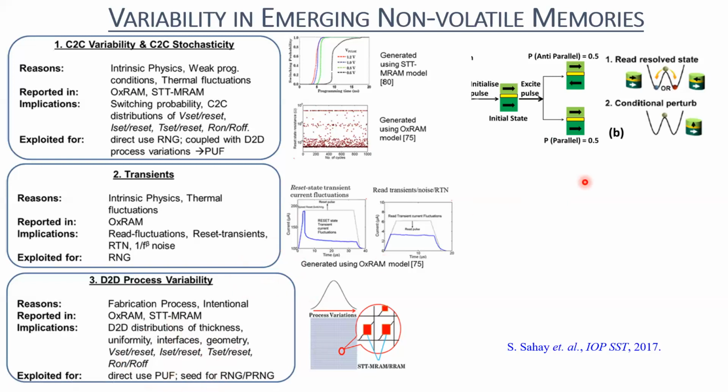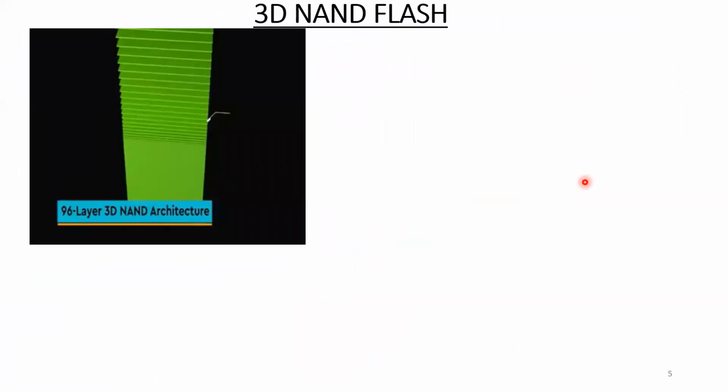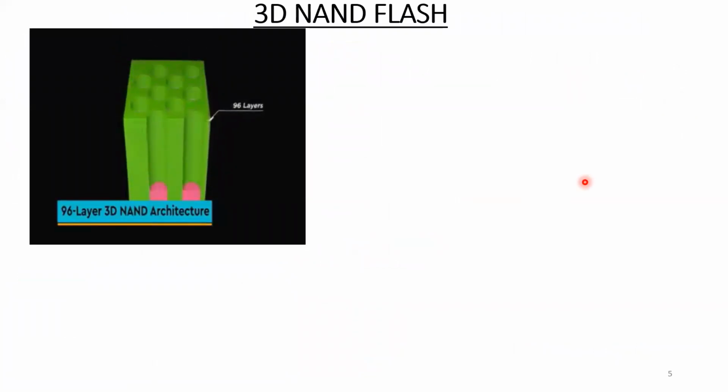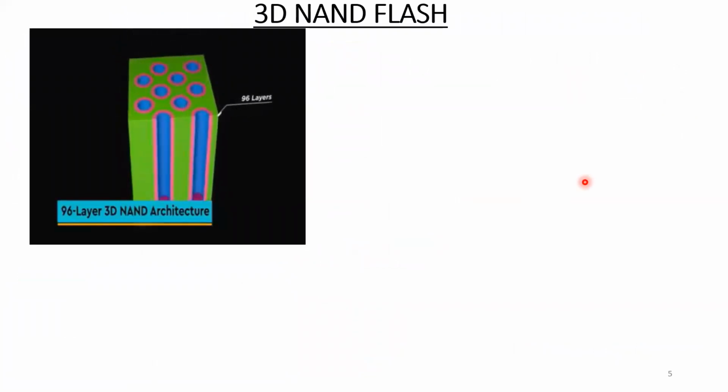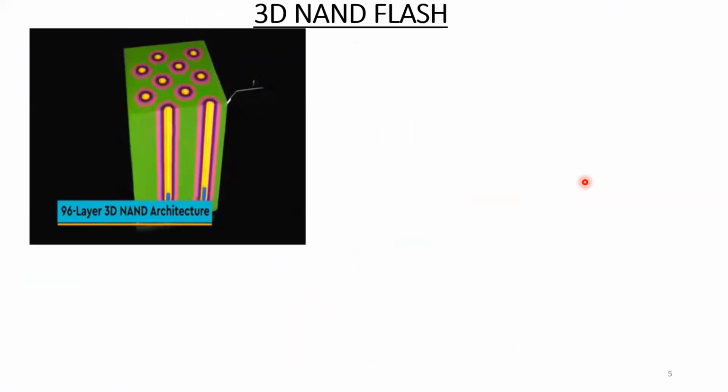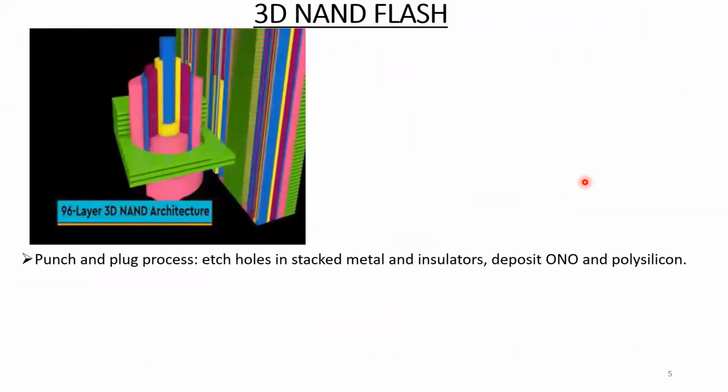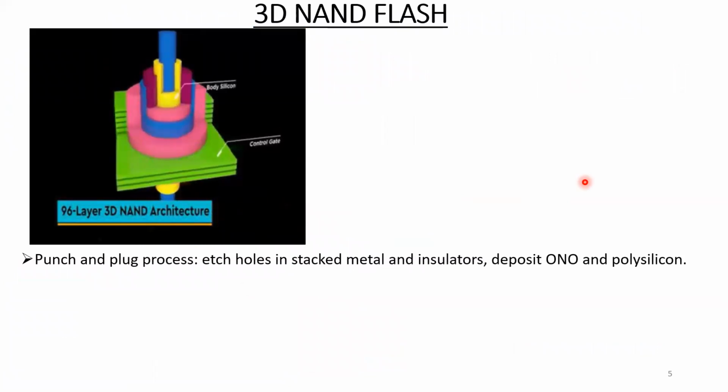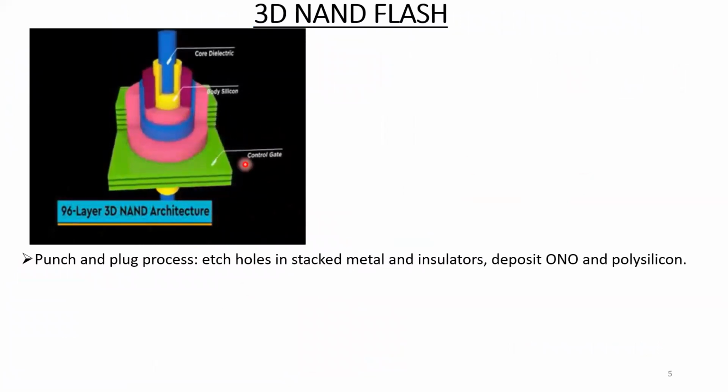Anyway, let us go ahead and talk about this 3D NAND flash in some detail. Then, by example, I will tell you how a PUF works and how we can design a PUF. So I'll take the example of a 3D NAND flash. You know that it requires a punch and plug process. You etch holes in stacks of metal and insulator, then you deposit this ONO layer and polysilicon, then a core dielectric, and you make a macaroni body kind of 3D NAND flash memory.